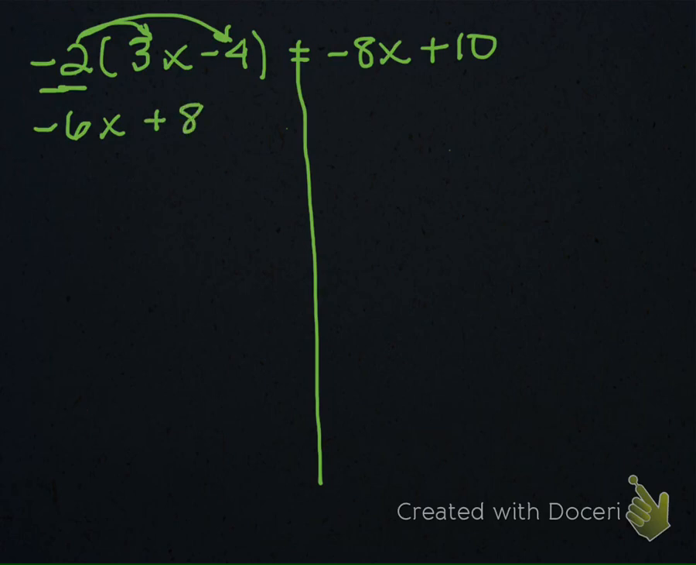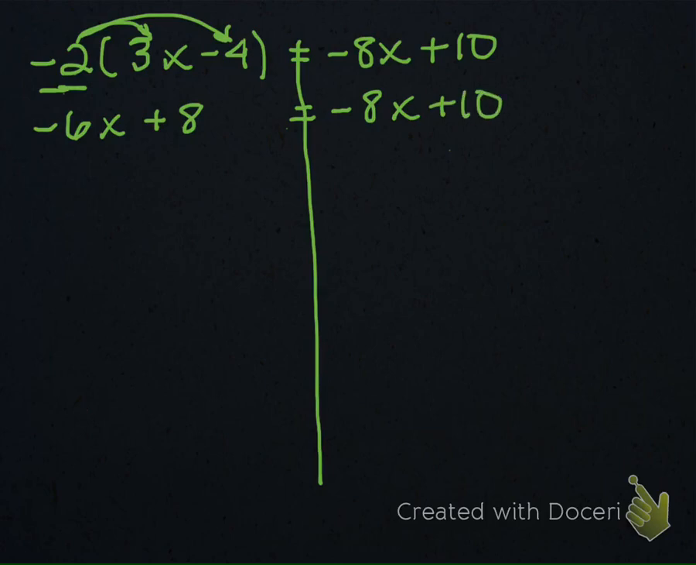The distributive property is really just multiplying. So what I did is I took the negative 2 and multiplied it by the 3x to get the negative 6x, and I took the negative 2 times the negative 4 to get the positive 8. Now, I don't distribute that negative 2 to anything else because only the things in the parentheses are going to be impacted. So the right side of the equation stays negative 8x plus 10 with no changes needed.